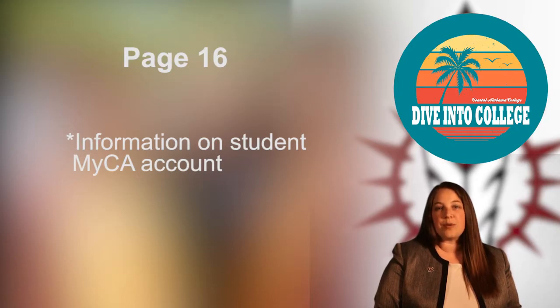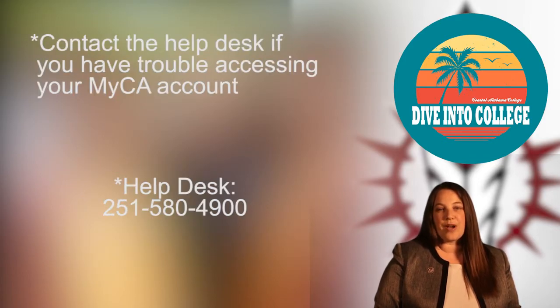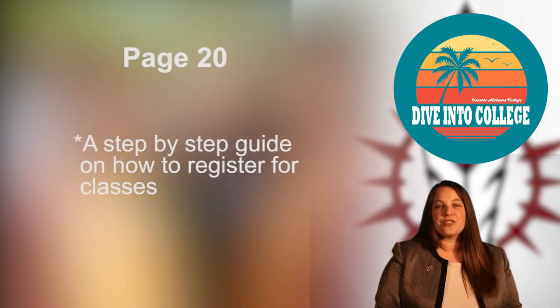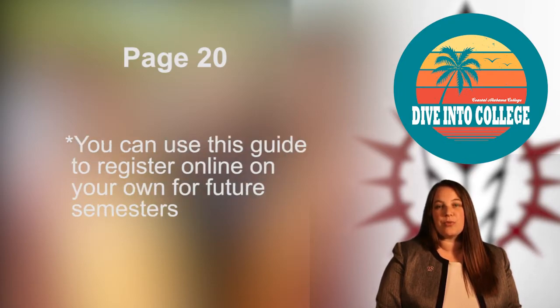You'll find very important information regarding your degree plan, financial aid, student information, how to register for classes, and much, much more. If you have any trouble getting access to your MyCA account, you can contact our help desk. Area code 251-580-4900. You'll find a step-by-step guide on how to register for classes on page 20 of your Navigator. You'll want to work your first semester with your advisor to register for classes so that they can authorize you to register online. For future semesters, you'll be able to use this guide to register on your own online.